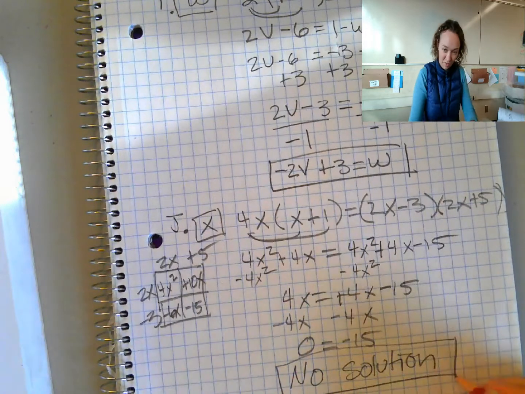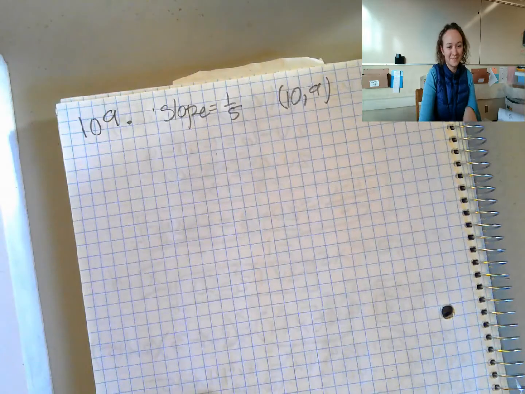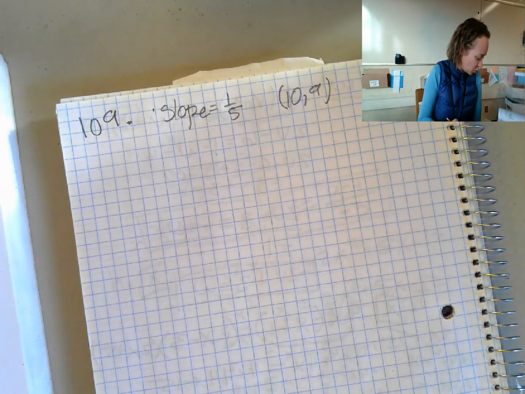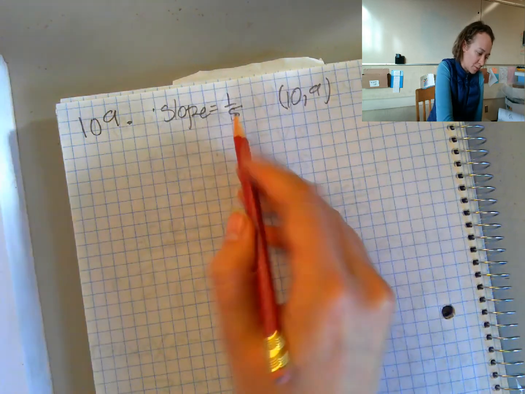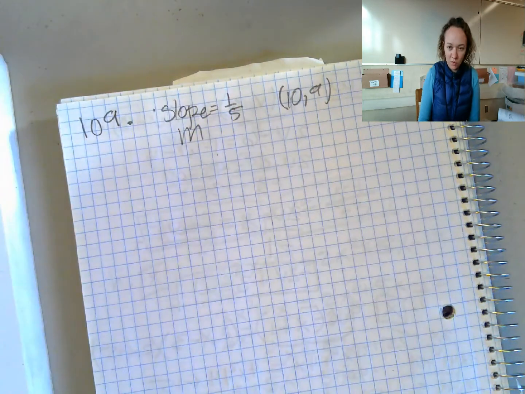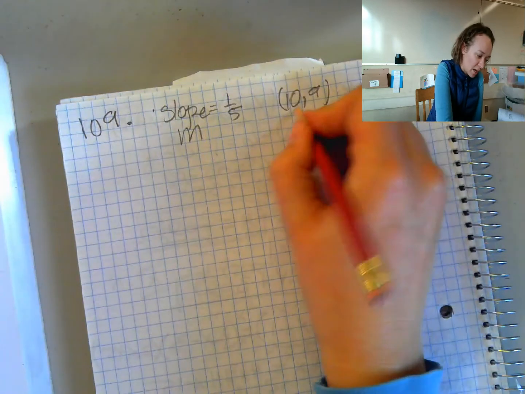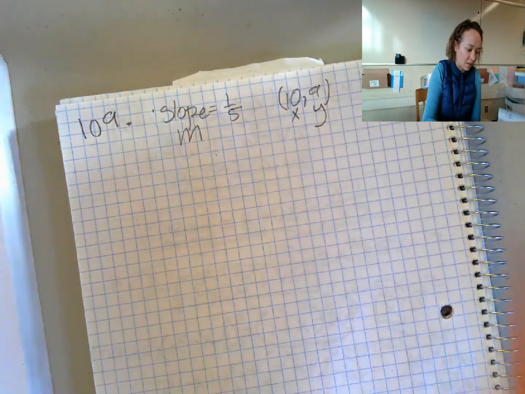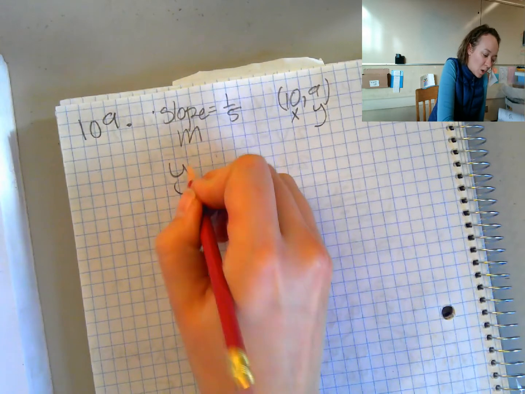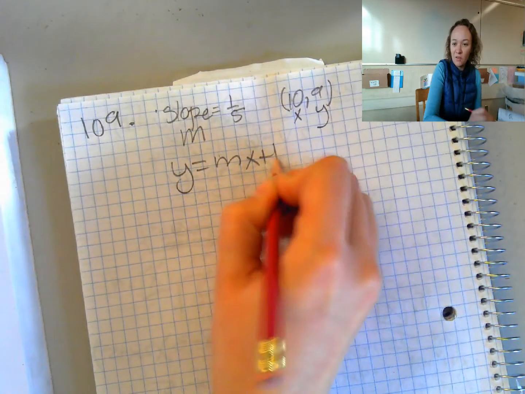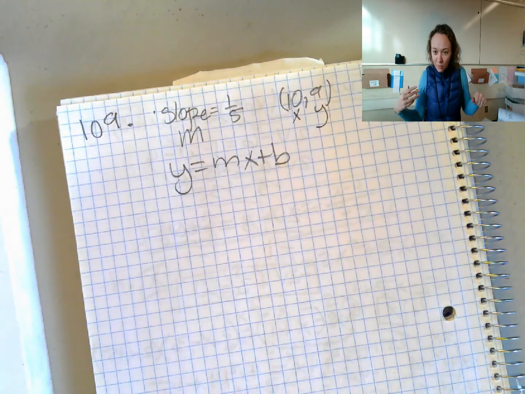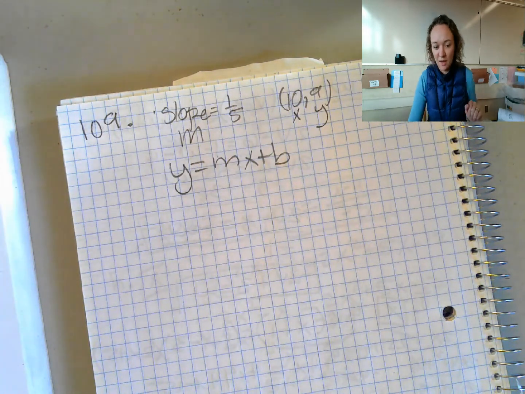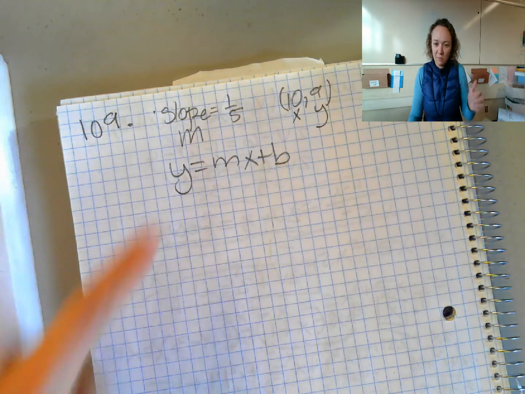Because we ended with a false statement. All right, 109, we need to find the equation of a line with a slope, that would be m, equaling 1/5, passing through a point, x y, of (10, 9). So I'm going to do this in y equals mx plus b format, although you do know a couple other formats. You could do this in point-slope if you wanted, but I'm going to do it this way.